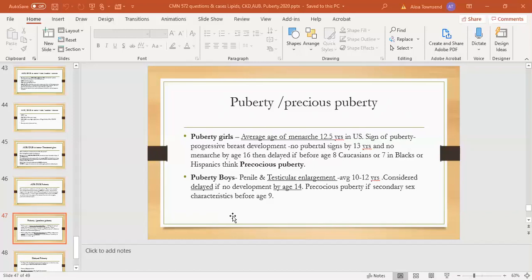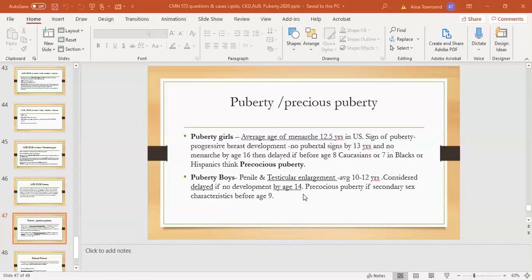Boys, when we're thinking about puberty, we think of penile and testicular enlargement, and the average age when that starts is 10 to 12 years. Consider it delayed if no development by 14. Okay, very important.